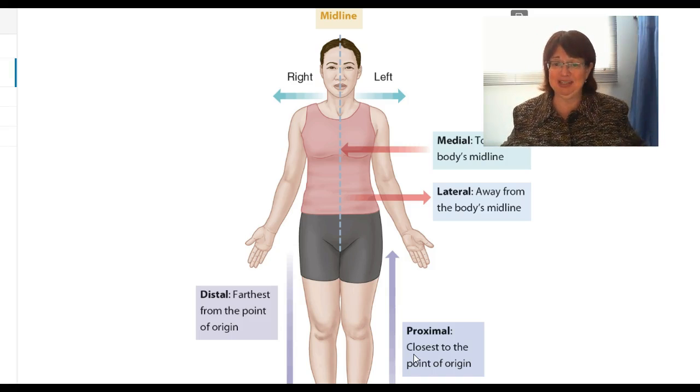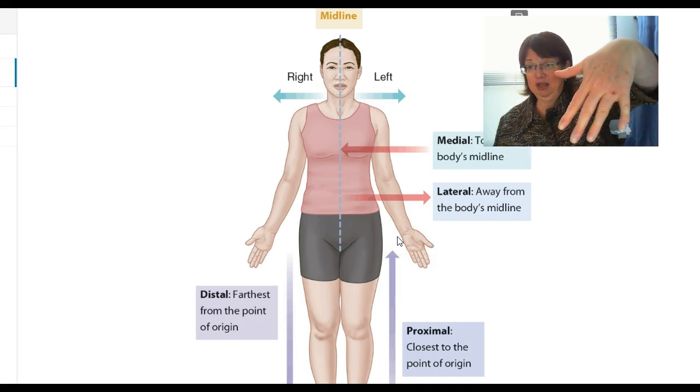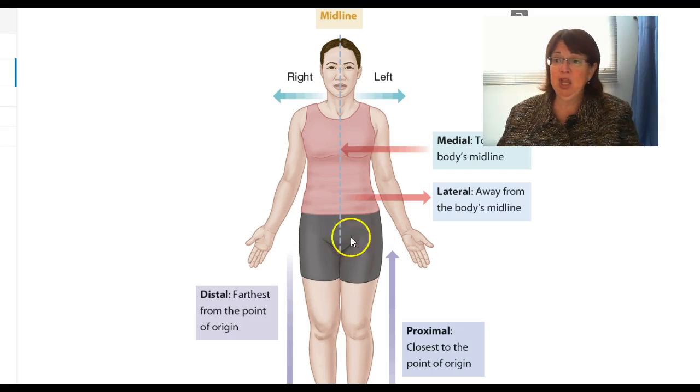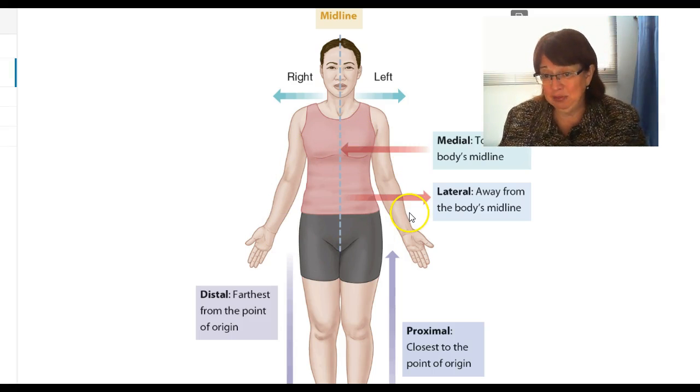Also notice that this person is in what's called anatomical position, which means the hands are out and stretched with the thumbs pointed outward. And this is important because there's no crossing over of the bones. If you rotate your hand this way, your bones, your radius and ulna, are crossing over each other. Okay? So this is anatomical position.